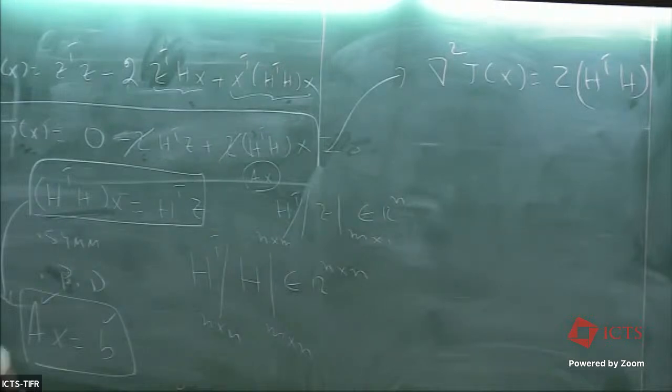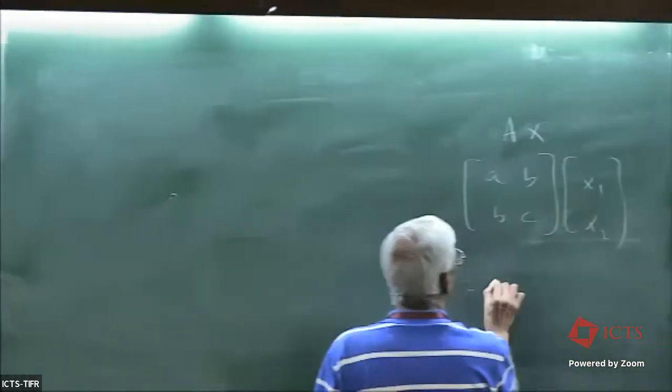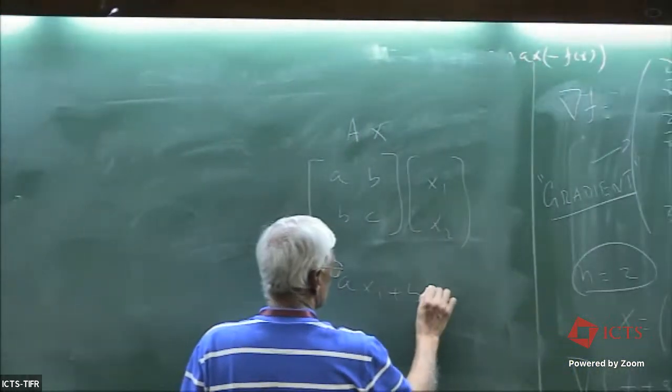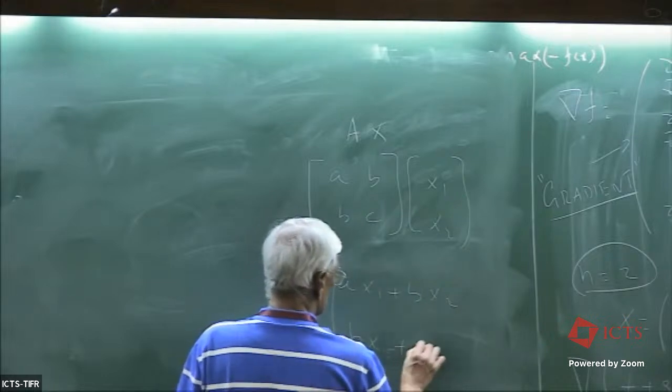And how do you do that? I want you to do a simple homework problem. Ax, with the matrix A, B, B, C, times x1, x2. This is ax1 plus bx2. This is bx1 plus cx2.